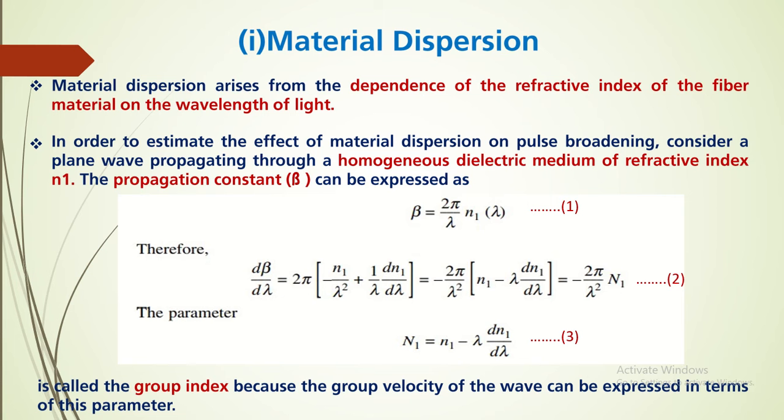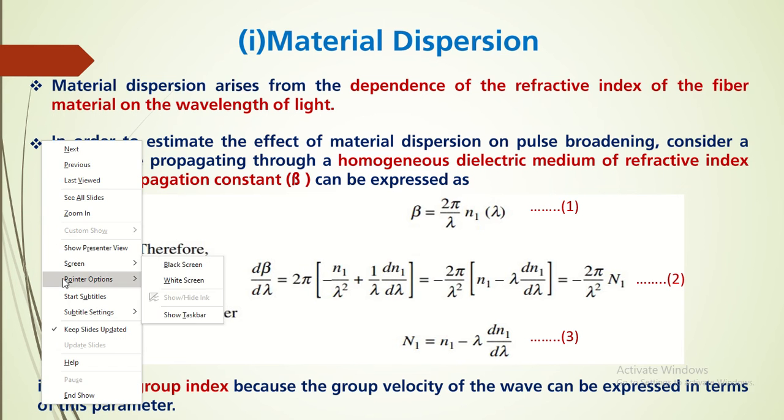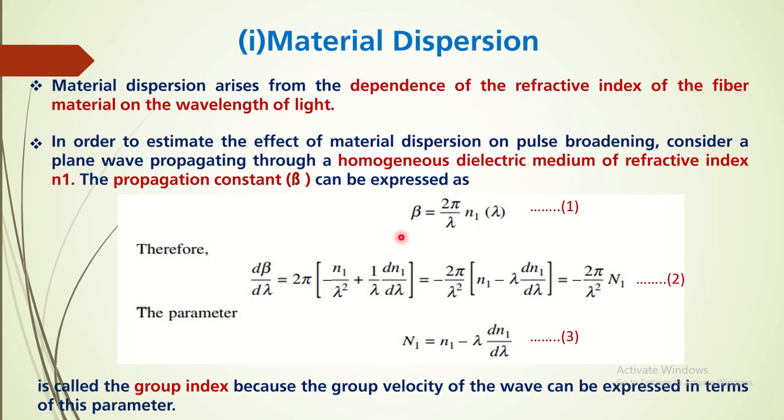The propagation constant beta can be expressed as beta equals 2 pi by lambda times n1 of lambda, where n1 is the refractive index of your propagation medium. We all know the basic definition of the propagation constant: it is 2 pi by lambda. Since we are discussing an optical fiber, beta is expressed as 2 pi by lambda into n1, at a particular wavelength lambda.